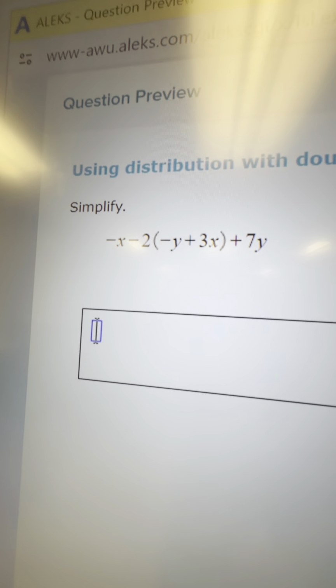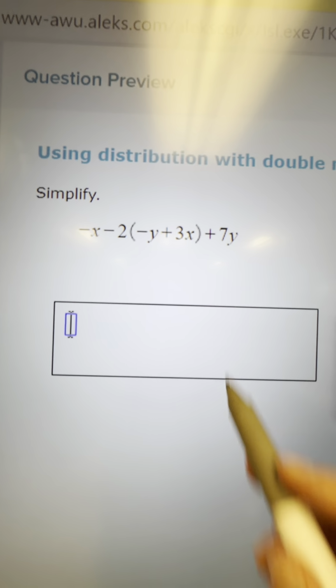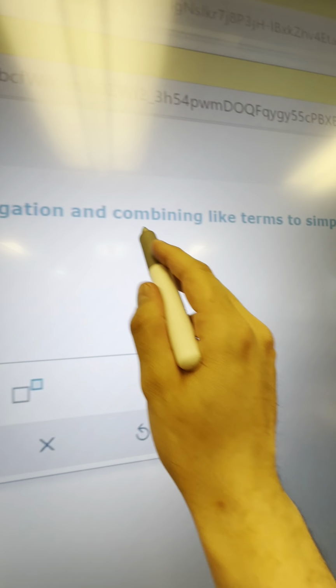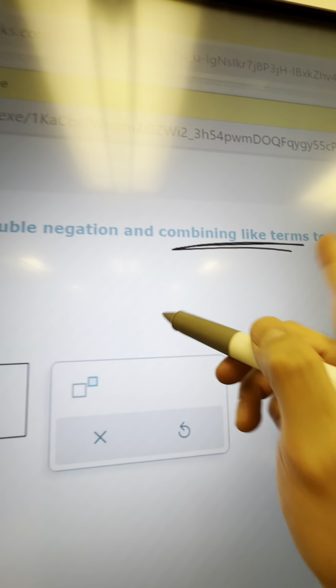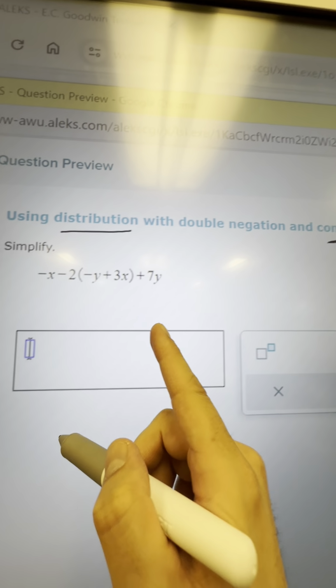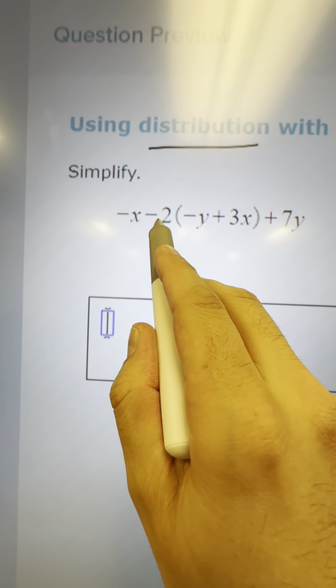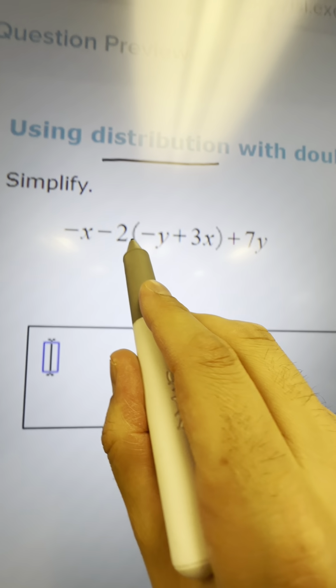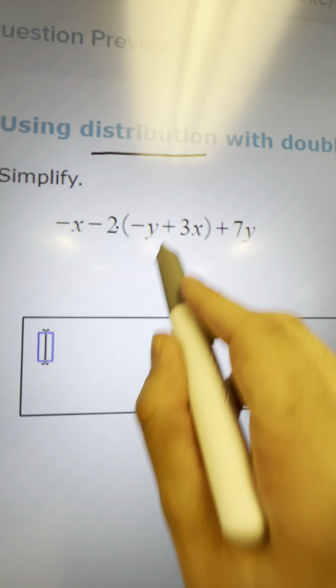And then the very last question involves two things. We're going to be using the distributive property, so distribution, and we also have to combine like terms. So anytime you have to do both of these in the same problem, you're going to distribute first. So notice here, this is probably going to be one of the most complicated ones you'll do. You're going to distribute here because this is being multiplied with this in the parentheses.